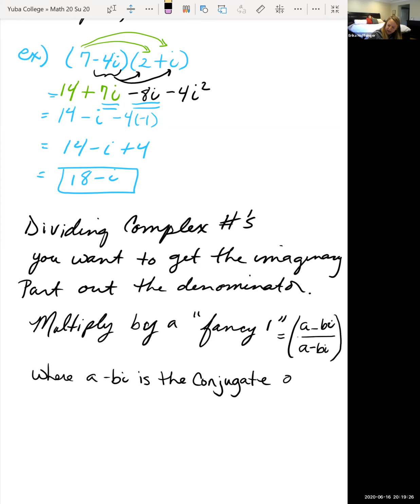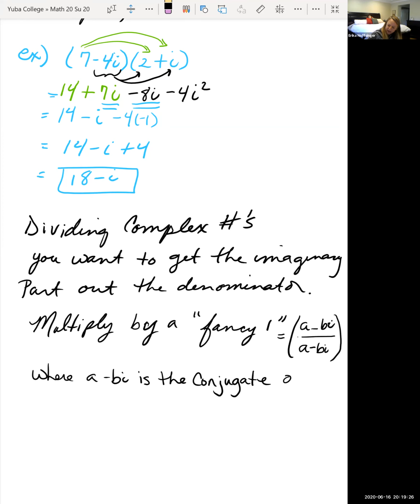So conjugate, and you guys have used this before in the past when you're trying to get rid of radicals in the denominator. If it was in the form of 3 plus square root of 2, you had to multiply by the conjugate of that denominator, which was changing the sign in between. And so the conjugate of a plus bi is just change the sign in between those two terms. So it's a minus bi.